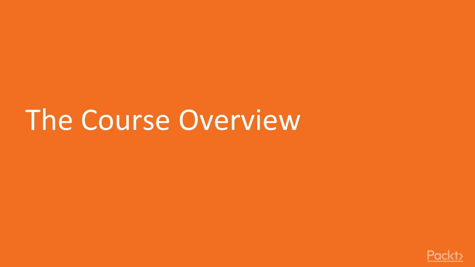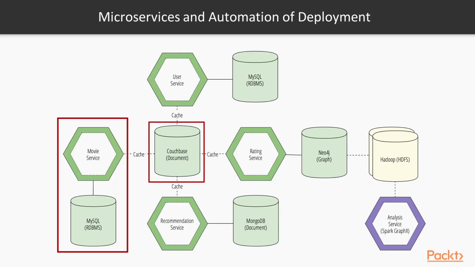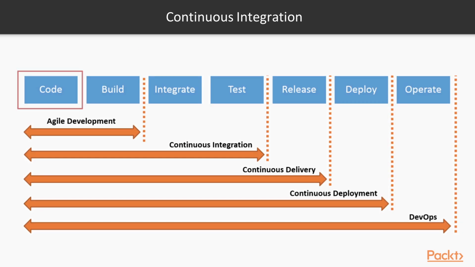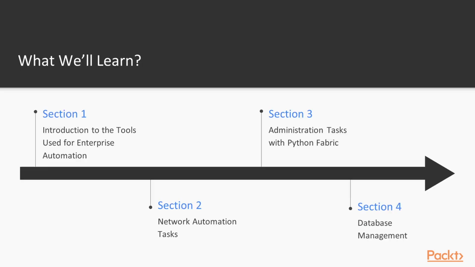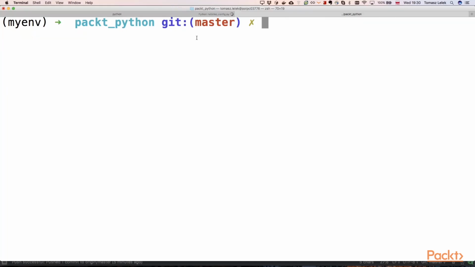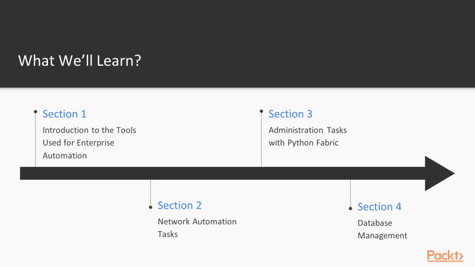So let's see what we will learn throughout this course. Firstly, we will be doing an introduction to the tools used for enterprise automation. We will install Python that will be used for automating every task throughout this course. Next, we will see how to automate network processes using Python and one of the Python libraries that allow us to achieve that. In the first section, we'll see how to do an administration tasks with Python Fabric.